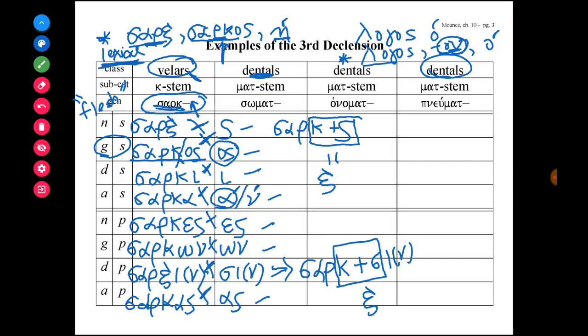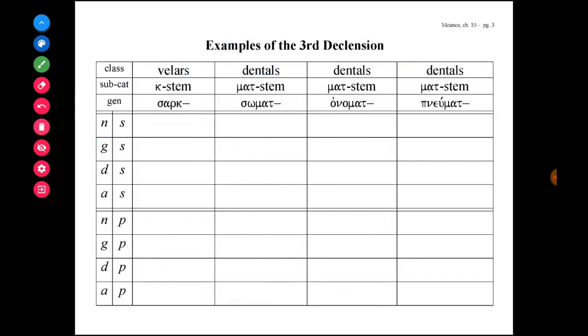What we went over was one subtype of the third declension nouns, the velars, and we used sarx, the word for flesh, as an example. Now let's go over a dental example. In order to do that, I'm going to clear the board. Let's clear the chart.